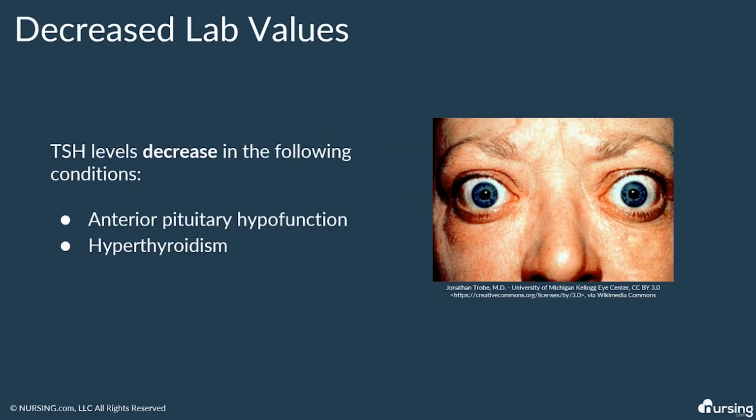When lab values are decreased for TSH, that usually means that there is hypersecretion of the thyroid hormones like T3, T4. It can also mean that the anterior pituitary isn't functioning well, and therefore it's not secreting the TSH.